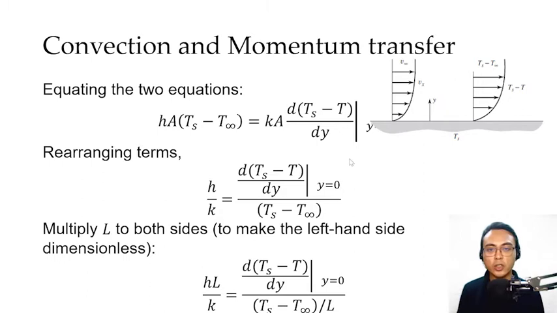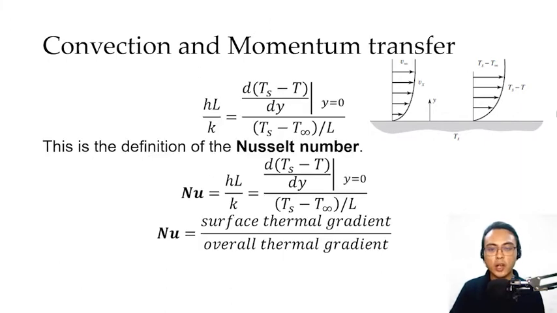And if we rearrange the terms such that we gather the gradients on one side and the constants on the other side, we get this equation. H over K is equal to the gradient due to conduction over the gradient due to convection. If we multiply L to both sides of the equation, we get the collection of terms HL over K is equal to the gradient due to conduction over the gradient due to convection. But now, the right-hand side of the equation will become dimensionless. Okay? Now, this collection of parameters HL over K is very important in convective heat transfer because this is what we call the Nusselt number.